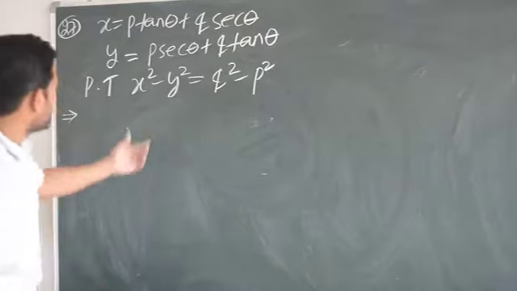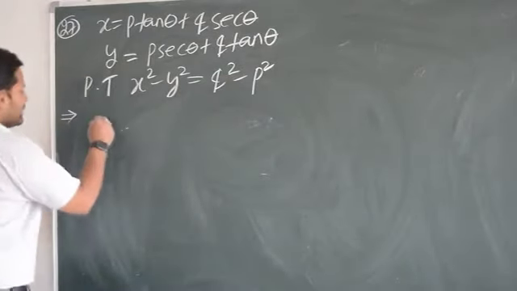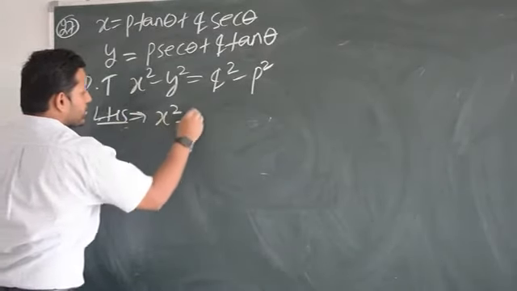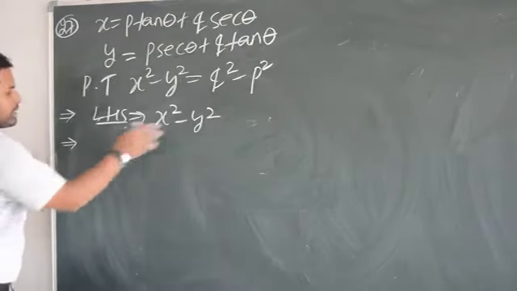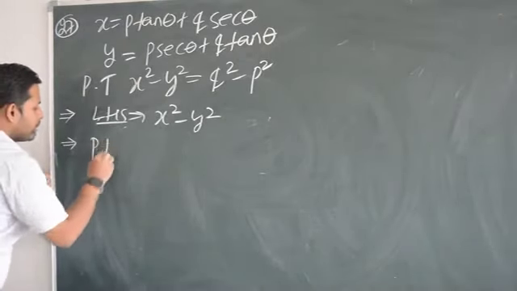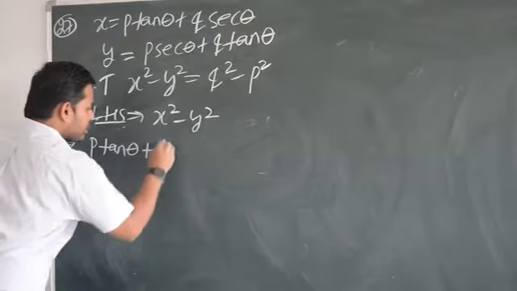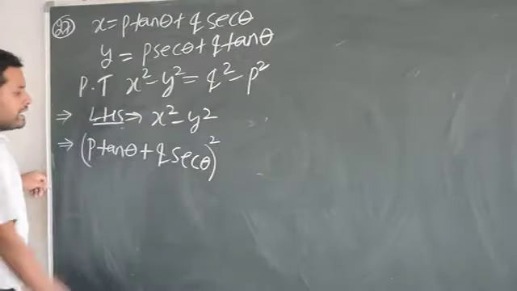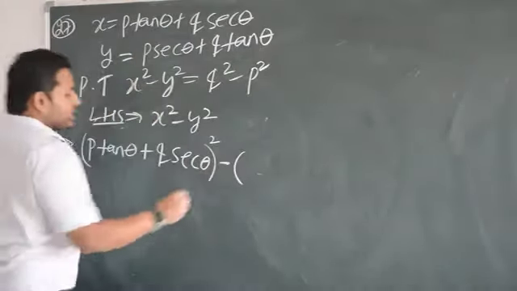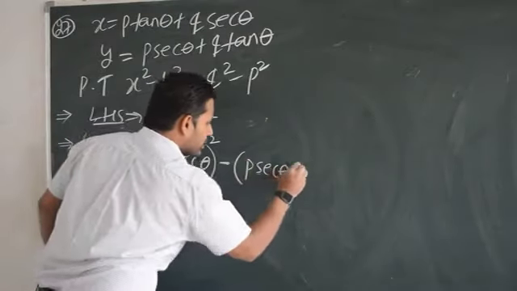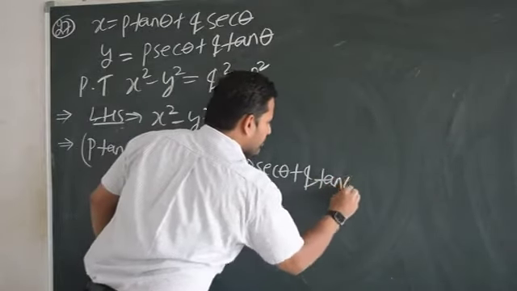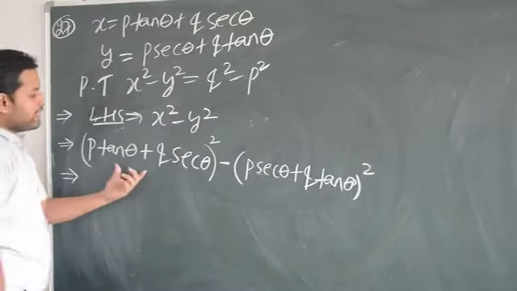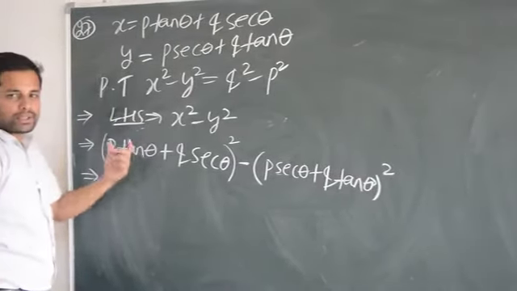We have to start from LHS and reach RHS. So LHS is going to be x square minus y square. X is given, no? What is x? P tan theta plus q secant theta, but it is x square, so it becomes a whole square. Then minus y, which is p secant theta plus q tan theta. It also has to be made a whole square, because y square is asked here. It is in the form of a plus b whole square, so it becomes a square plus b square plus 2ab.